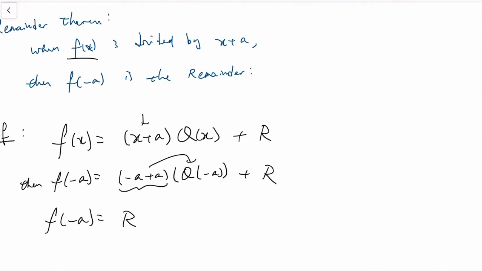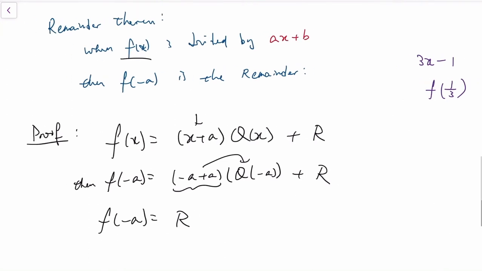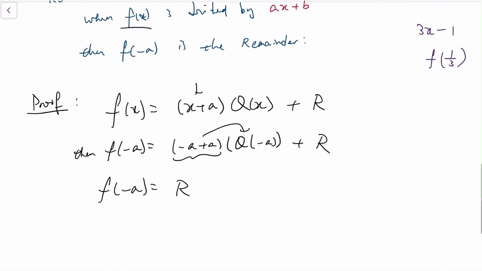Another version would be, what if instead of being divided by x plus 2, it is divided by something like 3x minus 1? Well, the answer is you get the remainder by substituting 1 over 3 into the function, f(1/3). The reason being, if the divisor is ax plus b, then in the proof, we will change the divisor into ax plus b.